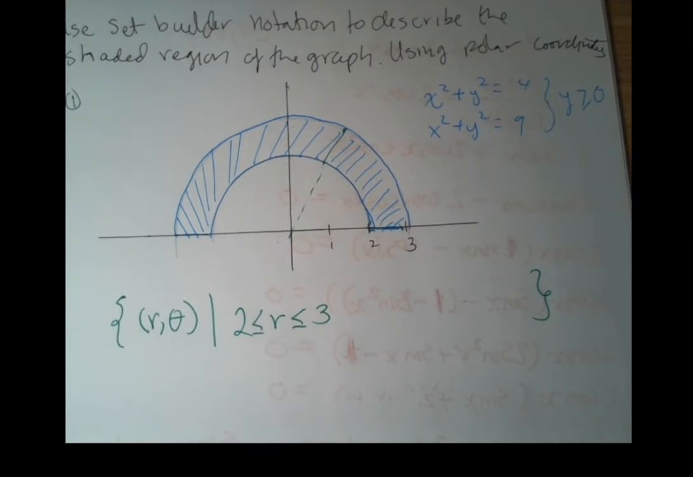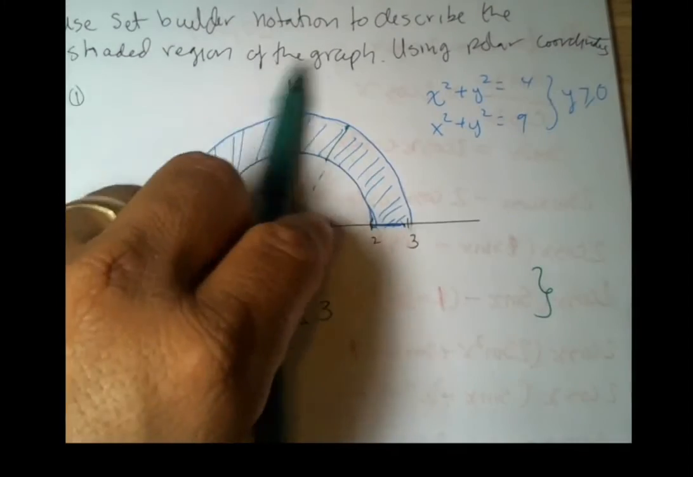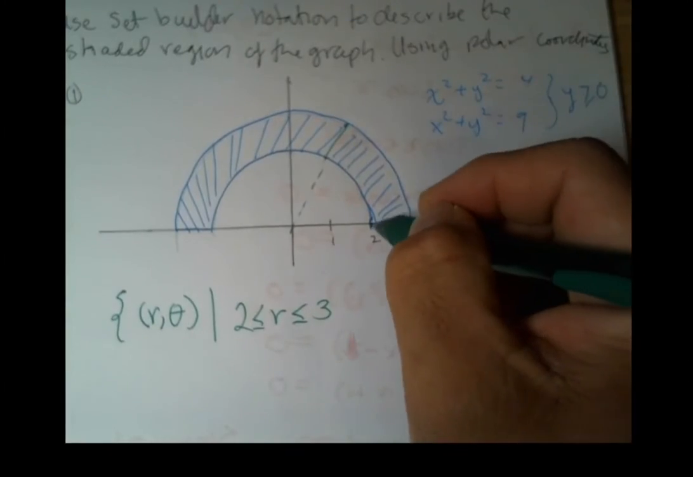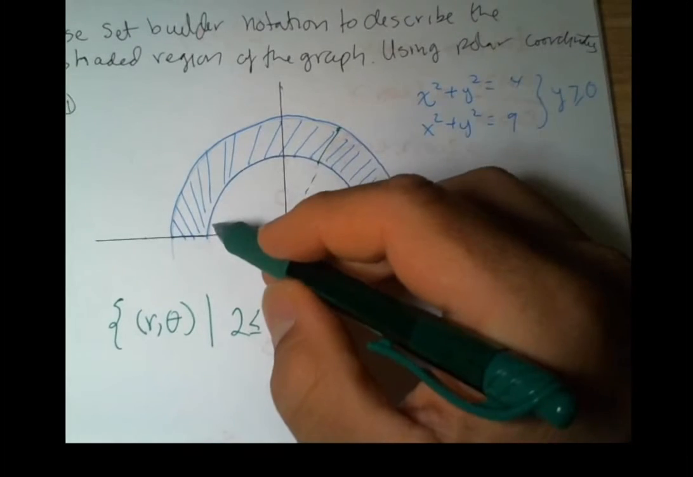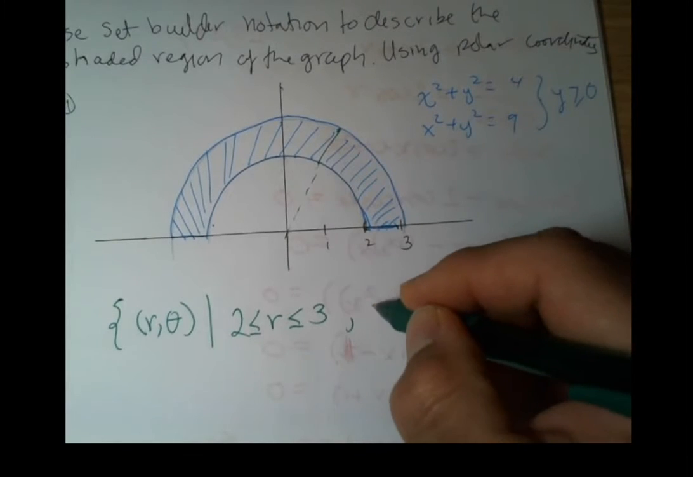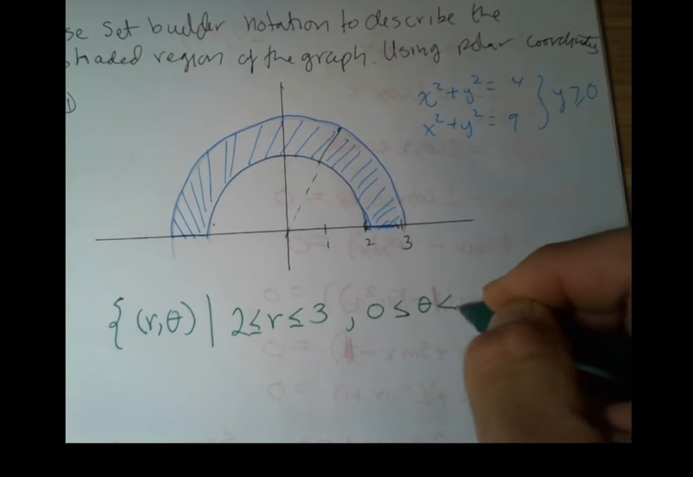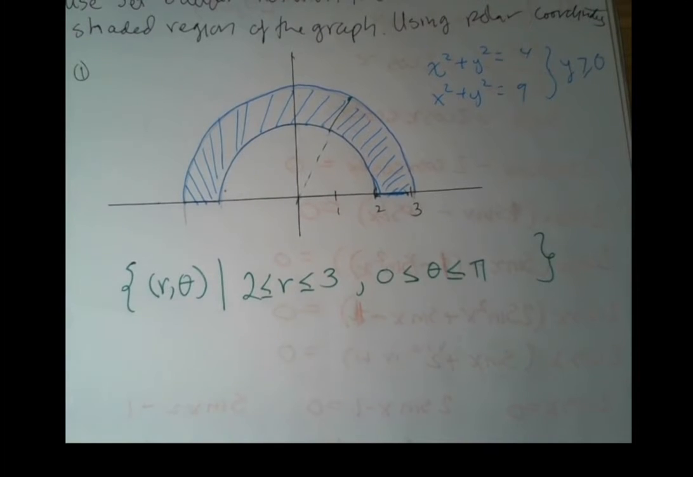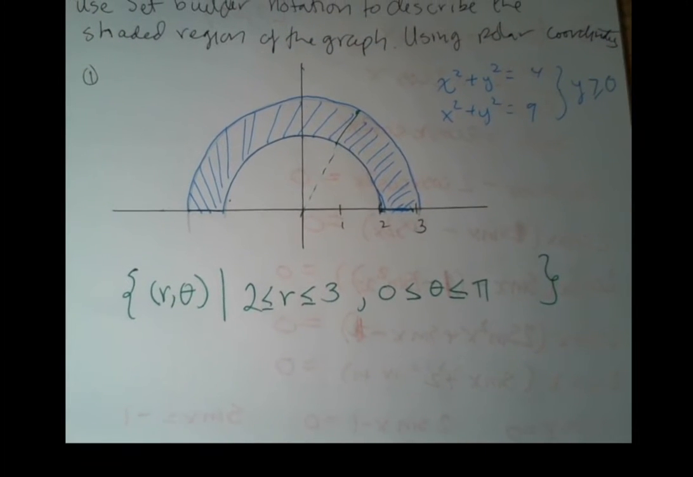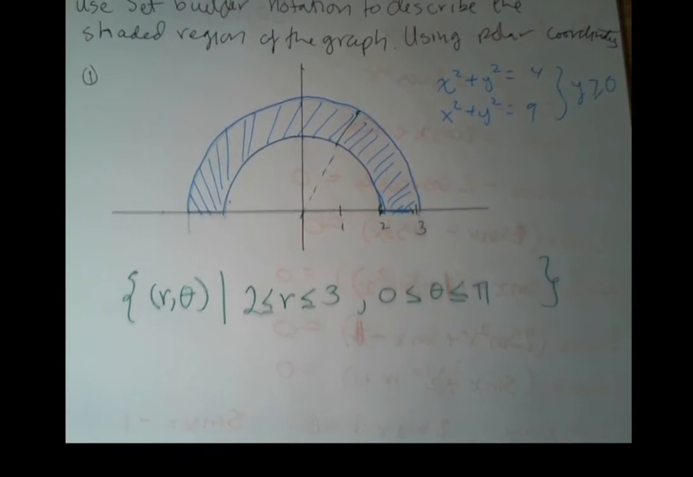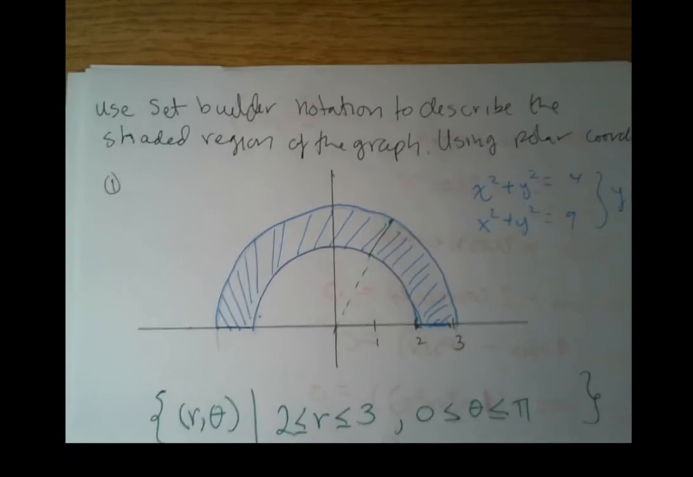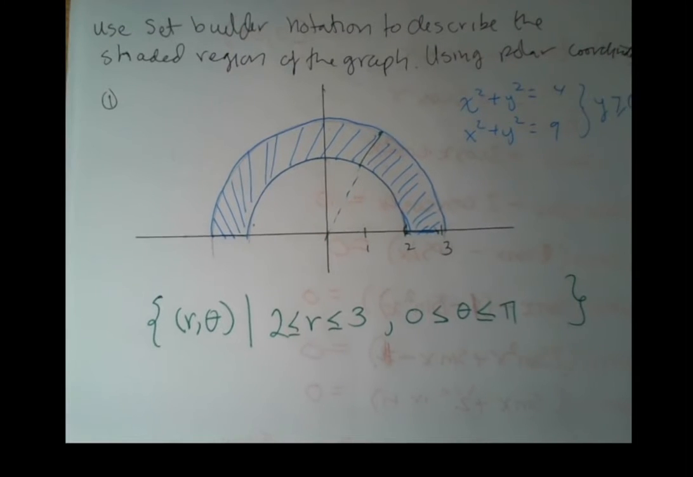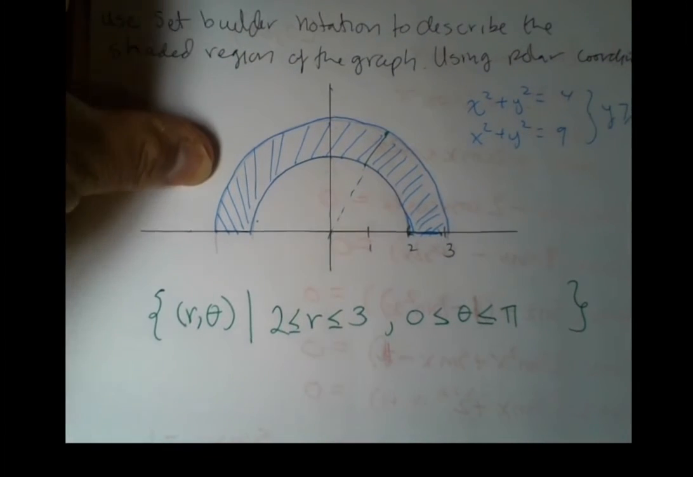Now, in terms of theta, it doesn't do the full circle, the full 2 pi radians. What it does is go from 0 to the half circle, which is pi. So we could say theta runs from 0 to pi. That is it. That describes the set. This graph that we have here is represented by our set builder notation right there. All right, let's try one more example.